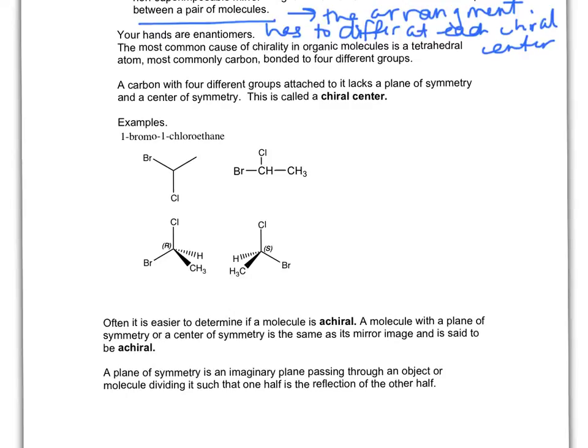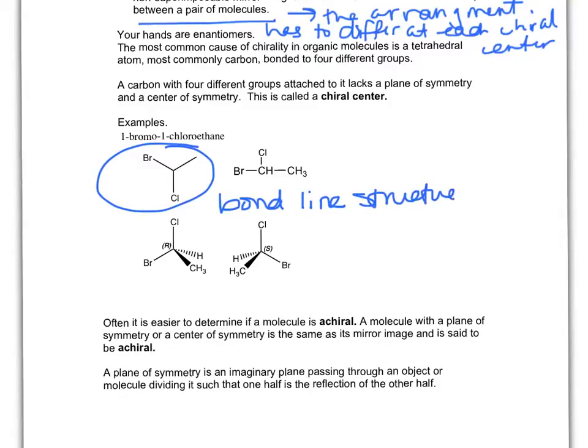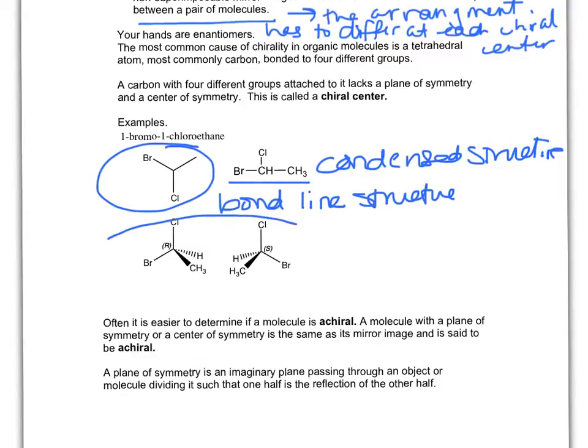So if we look at the molecules that I have below, here I have a bond line structure of 1-bromo-1-chloroethane. Here I have a condensed structure. And then what I have drawn down here are your stereoisomers.